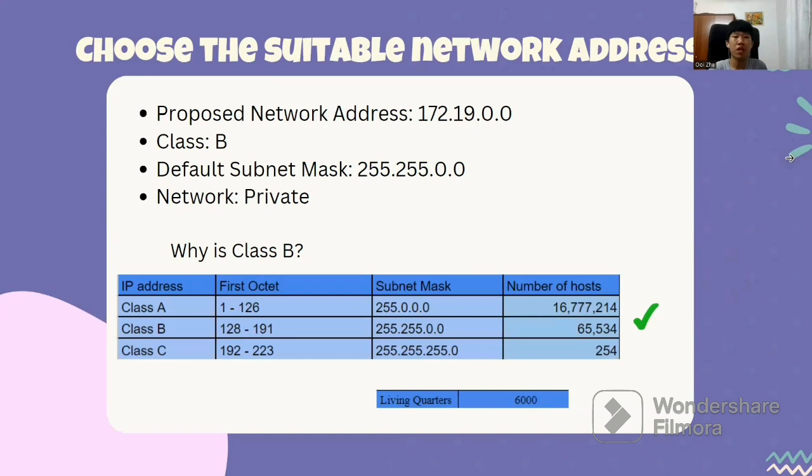Next, the proposed network address that we discussed is 172.19.0.0, which is class B, and it has the default subnet mask of 255.255.0.0. Why do we choose this network address? Because class B has two bytes for the host portion and two for the network portion.